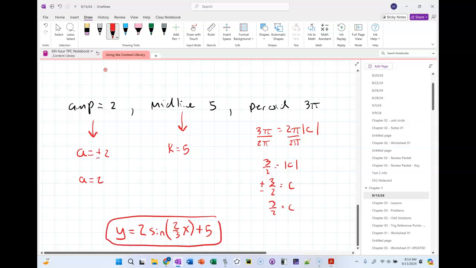Those are the kind of problems you're going to see in your Delta Math. That'll be due next Sunday, but please use your time today and work on that and make a lot of progress. So it's one less thing we have to do next week.